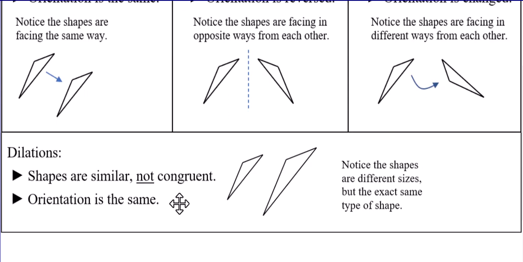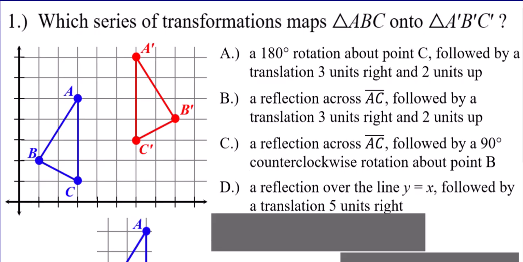Dilations, this is the only one of the four where the shapes are similar to each other, not congruent. So they're not the same size. But the orientation, like with translations, will be the same. Notice here, on the drawing I've given you, the shapes are different sizes, but they're still the exact same type of triangle. The angles haven't changed, it's just that one's bigger than the other.